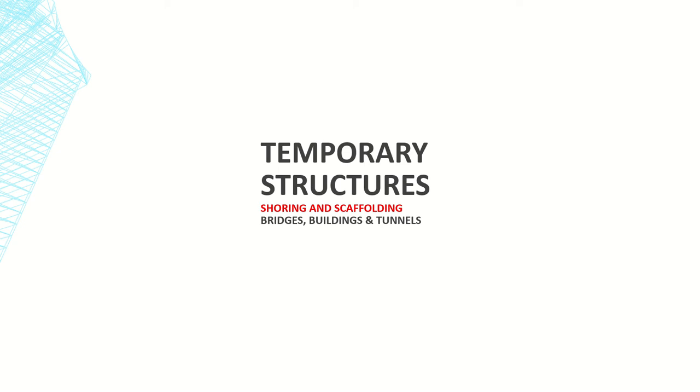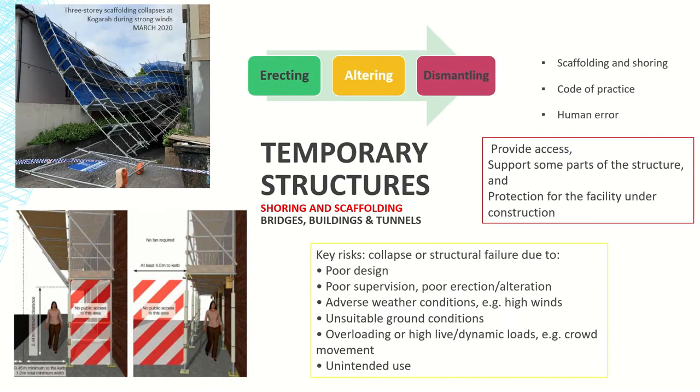In this video, I'm going to talk about construction risks with a focus on temporary structures. There are three different steps that should be considered carefully in the risk analysis: erecting, altering, and dismantling. When you want to deal with scaffolding or shoring systems, you need to consider all of these three important steps. You can see in the top image one of the scaffolding collapse incidents.